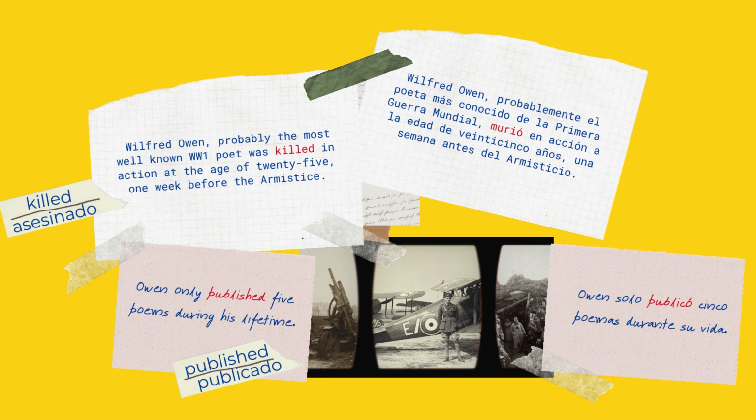One of the most well-known World War I poets, Wilfred Owen, was killed in action at the age of 25, just 1 week before the armistice. Owen only published 5 poems during his lifetime. His poems were published in the 60s, but at the time of his death, he had only published 5 poems.